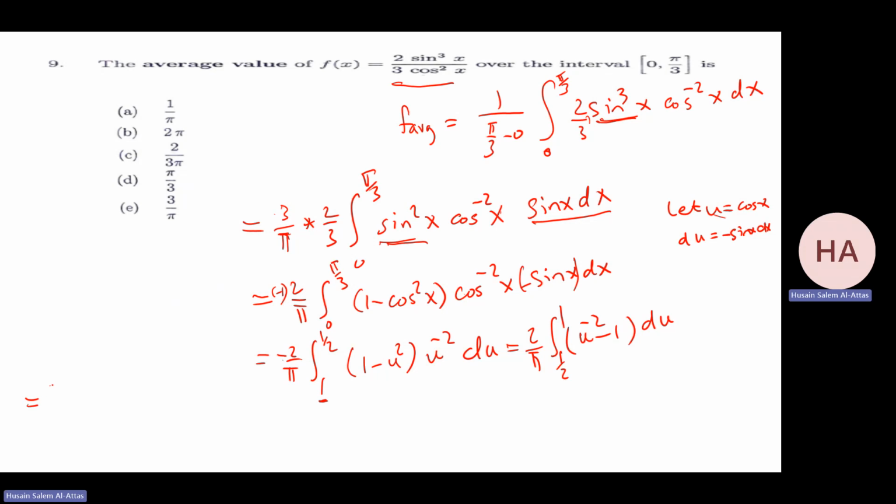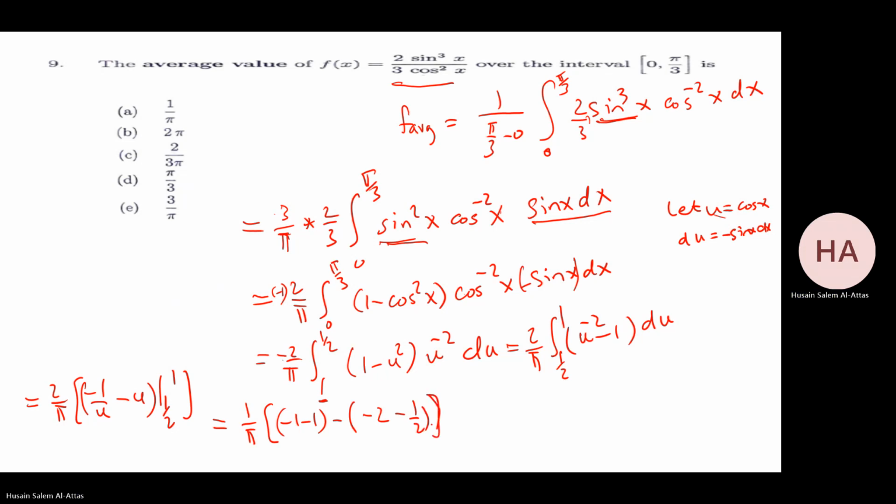That give me what? 2 over pi. What's that? u is minus 2. I add 1 and I divide. That will be minus 1 over u minus u. And that from where to where? From half to 1. That give me what? 1 over pi. Substitute 1. That will be minus 1 minus 1 minus. So the half. It will be minus 1 over half. That will be minus 2 minus half. So that will be what?